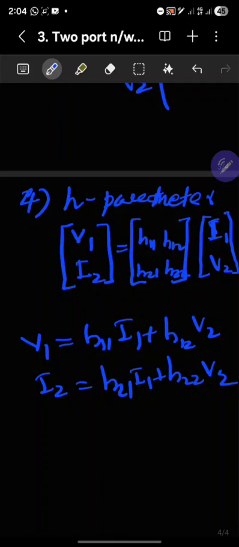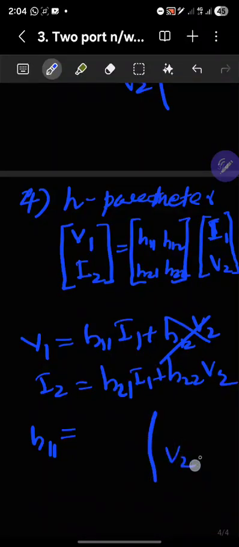From these expressions we can get H11. H11 is equal to V1 by I1, with the other term made 0. To make that term 0, V2 should be equal to 0. If V2 is equal to 0, then V1 by I1 is H11. This is clear, I hope.